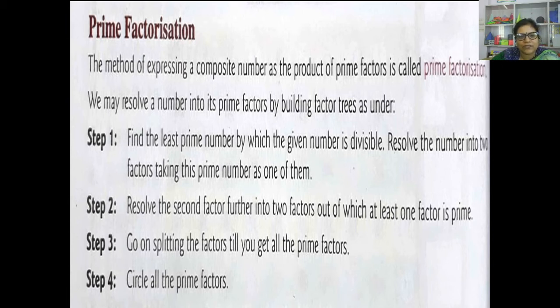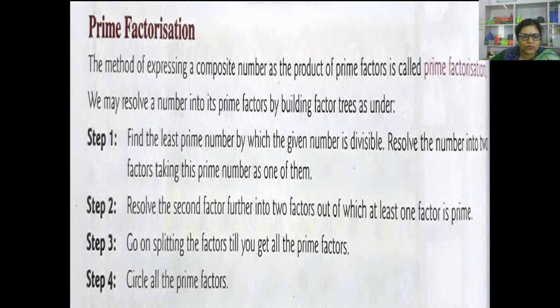Then resolve the second factor further. As I told you, I am taking the factors of 10. So 2 multiplied by 5. 2 and 5 both are prime numbers. So this is the prime factorization of 10.